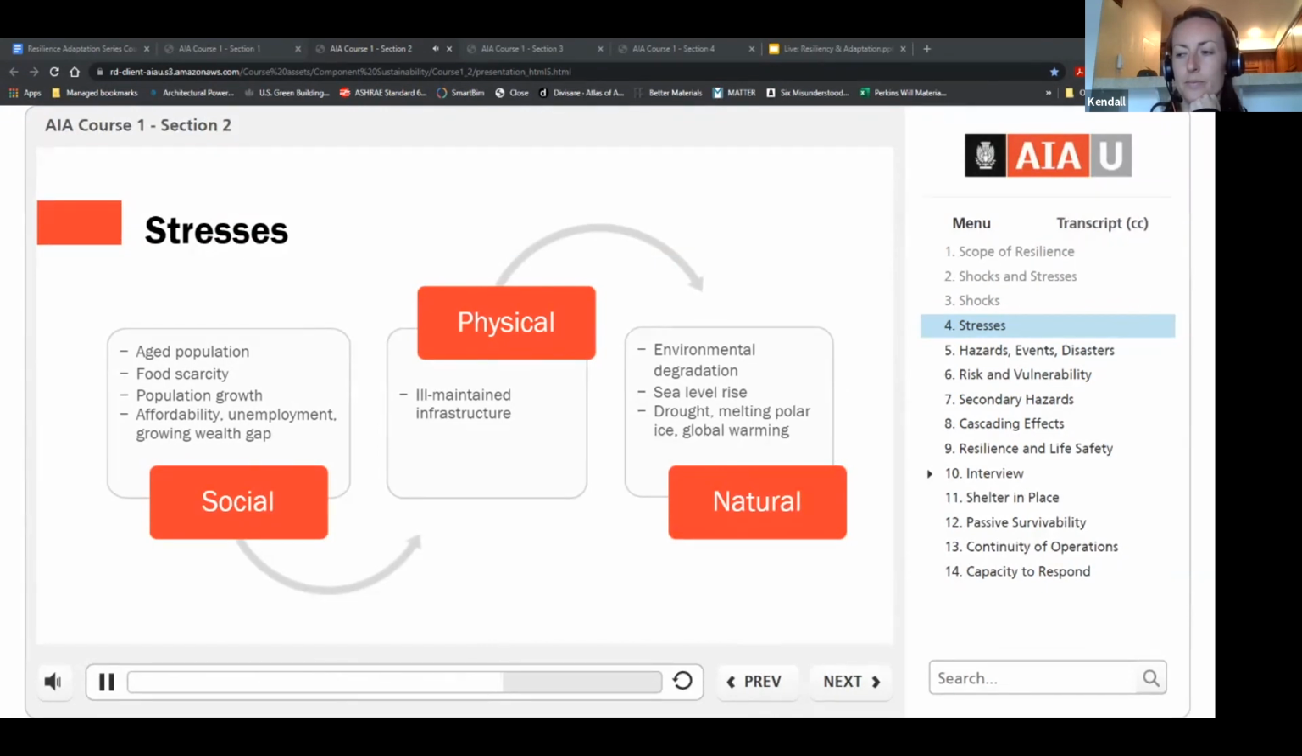To mitigate stresses requires addressing both the physical built environment and the social and natural environments. For instance, with increasing air pollution, buildings may need to be designed to reduce exposure to outdoor air pollutants while also finding ways to increase social awareness of the risks of pollution and ways to reduce it through legislation.